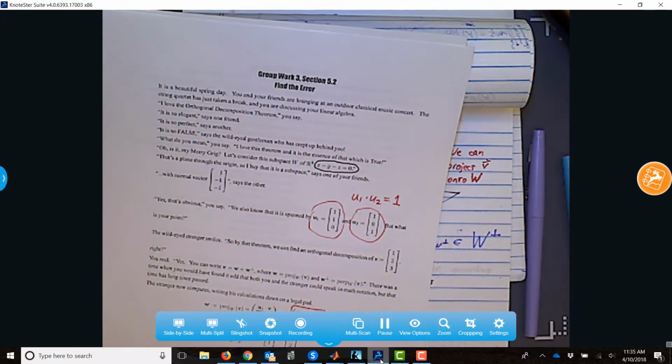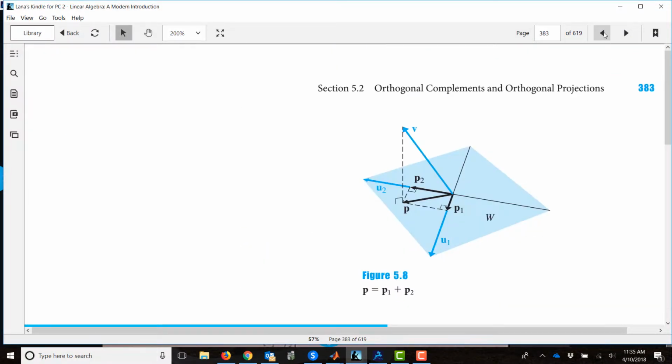Matter of fact, the picture only works if you have an orthogonal basis. Look at this picture again that we had on the previous page. You see vector P, which is the projection of vector V? P is equal to the sum of which vectors? P1 plus P2. But that only works if P1 and P2 are orthogonal. I'd like to show you a picture where that is not the case, because I think that would say something here.